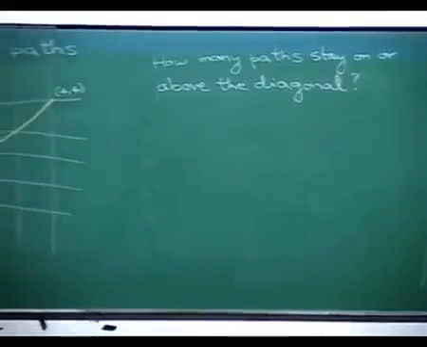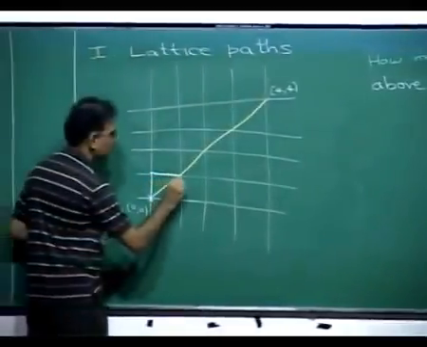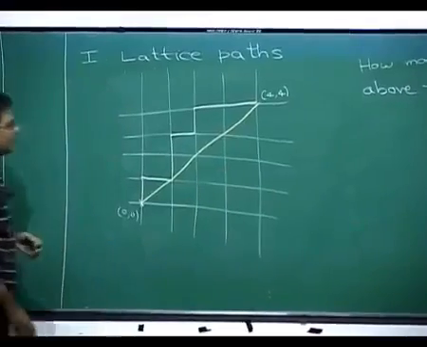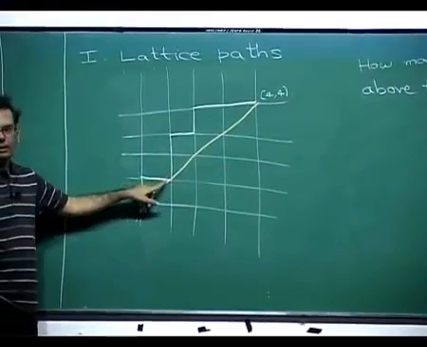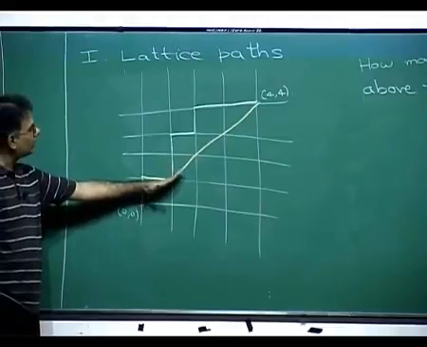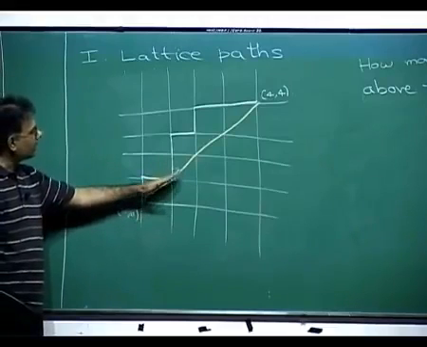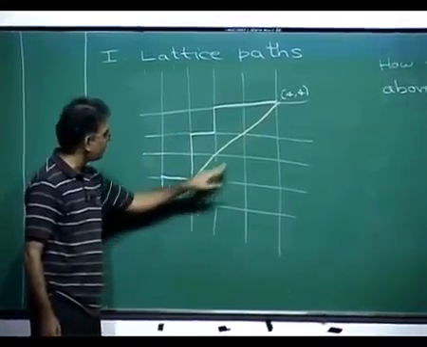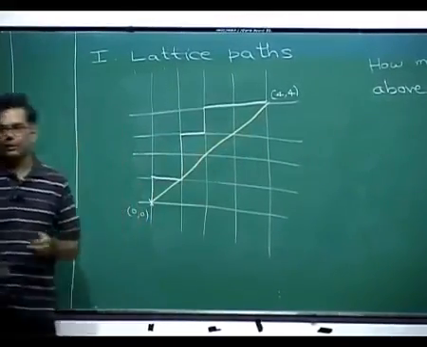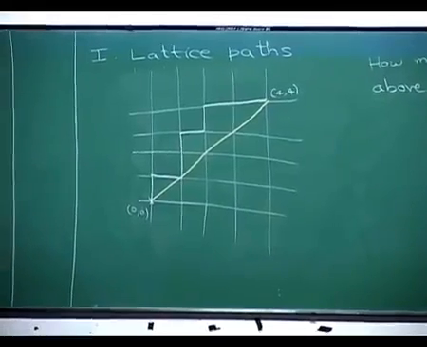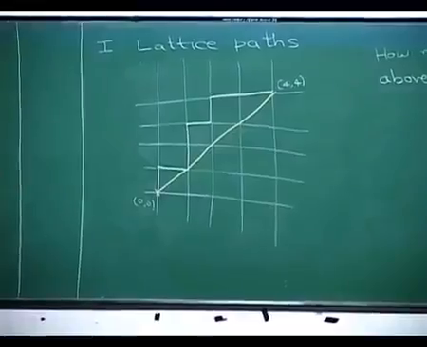For example, here is a path. So that is a path. You are allowed to touch the diagonal. You are not allowed to come below it, right? It has to be on. The point can be on the diagonal, or it can be above the diagonal. But you should never reach this point or this point or this point or that point. You should not go to a point below the diagonal. Okay. So this is one counting problem that I would like to describe.